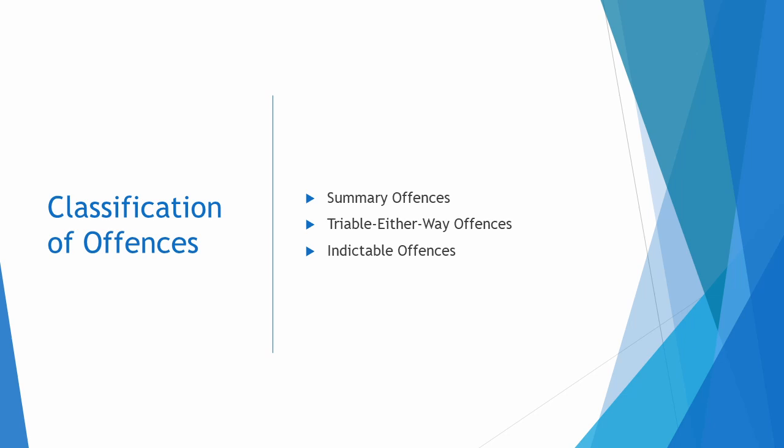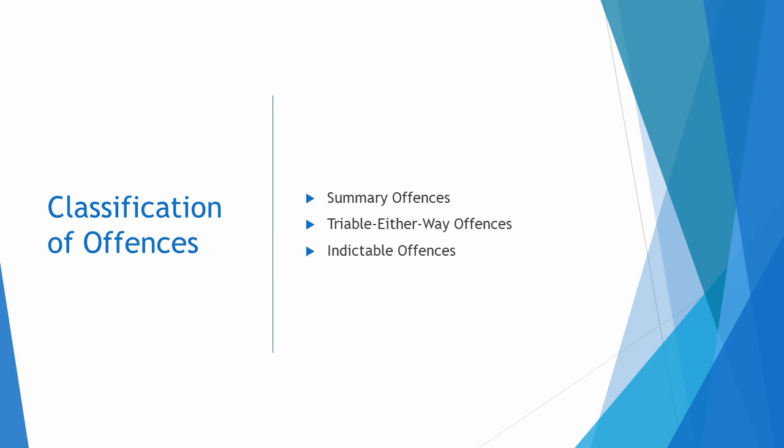Tribal either way offences are middle-range crimes and can be heard in the Magistrates' Court or the Crown Court. The case will be heard in the Magistrates' Court if the defendant pleads guilty and the court has the power to sentence the defendant. If the defendant pleads not guilty or the magistrate's court does not have the power to sentence the defendant, the case will be sent to the Crown Court. Examples of tribal either way offences include theft, assault causing ABH, and obtaining property by deception.